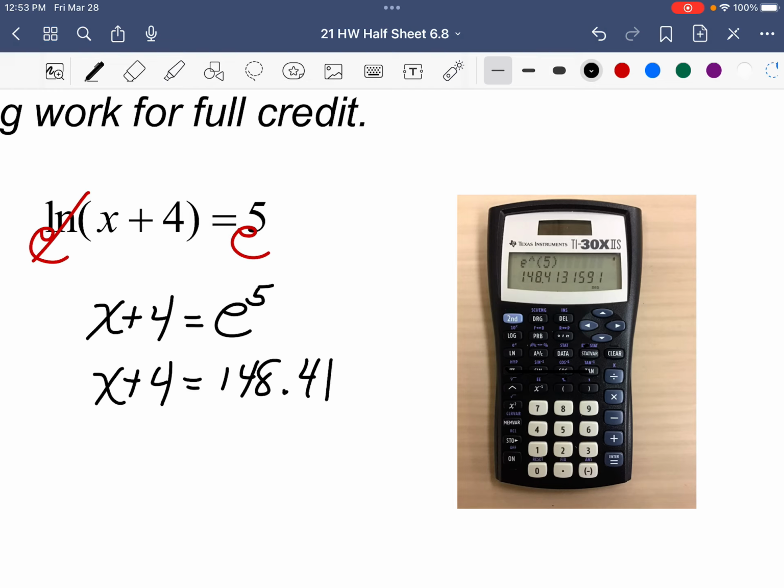But you see x plus 4 equals 148.41. So when you subtract 4 from both sides, kind of like a little step that you got to do at the end, now we're going to end up with our actual x value. So it was a log equation. I'm going to base both sides with an e.